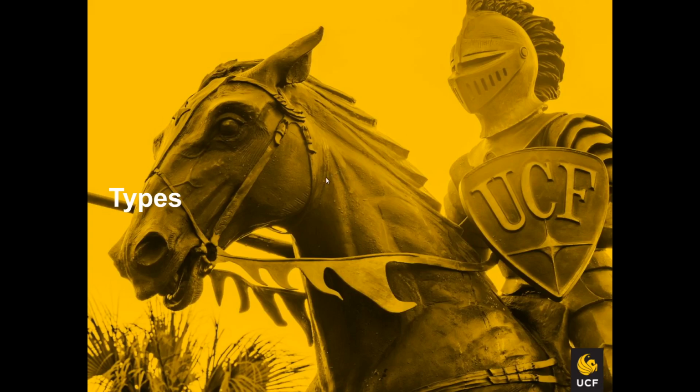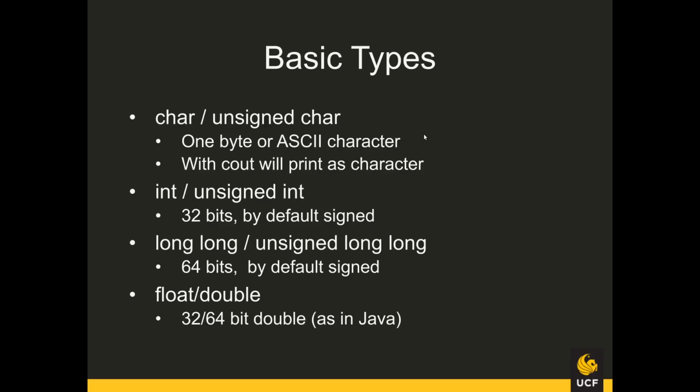So now let's talk about the type system. Here are your basic types, which should look very familiar from Java as well. We'll start with char. So char is 1 byte or 1 ASCII character. If you're treating this as a number, and typically you don't do this, there's really no reason to use a type this small in a programming contest problem, but it can either be negative 128 to 127, or it can be a character, or it can be 0 to 255. But cout will always print this as a character unless you cast it to something else.